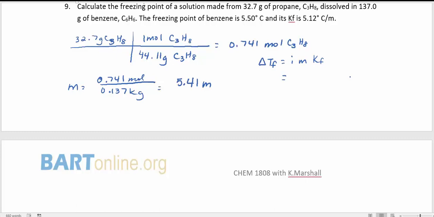So I have my molality, 4.51, times the Kf, 5.12. And I get a change in freezing point of 27.7 degrees Celsius. Now the original freezing point of benzene, that's 5.5 degrees Celsius. So if I then subtract the change, I get a new freezing point of negative 22.2 degrees Celsius.